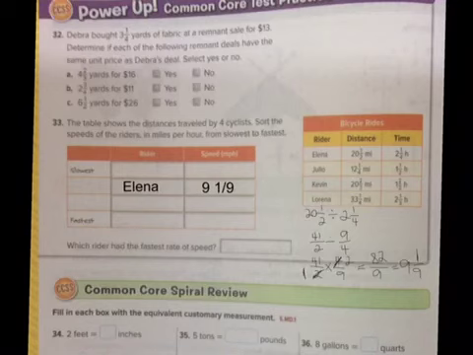Continue on with 34, 35 in the Common Core Spiral Review by looking at the first image that I showed in this video, or simply by doing it as a warm-up when we get to class.